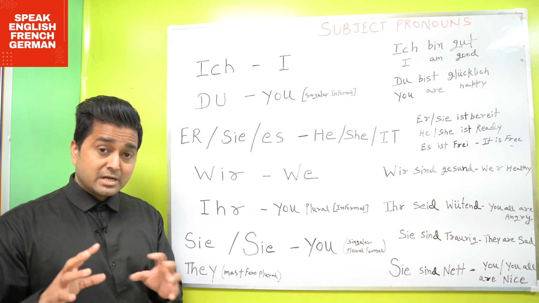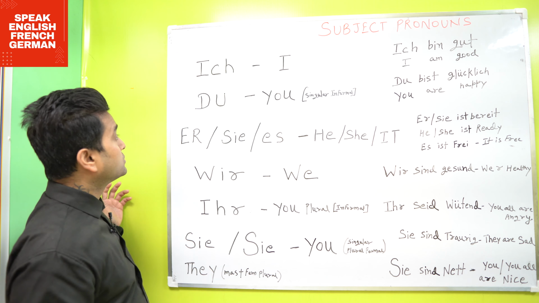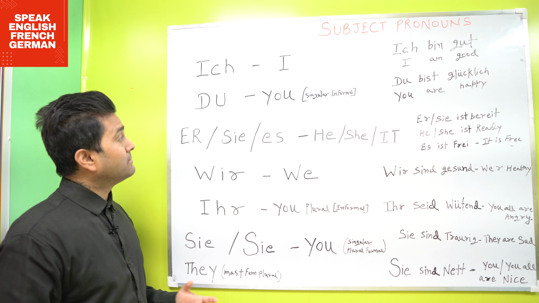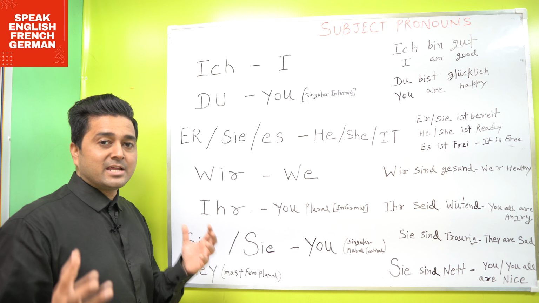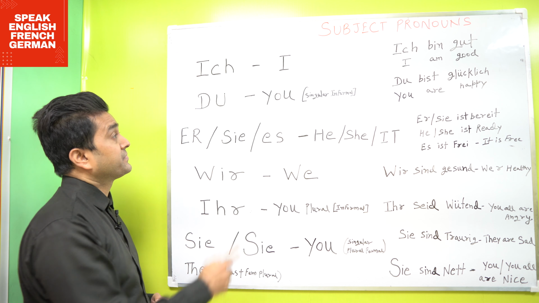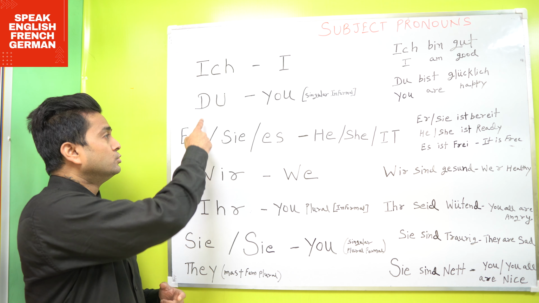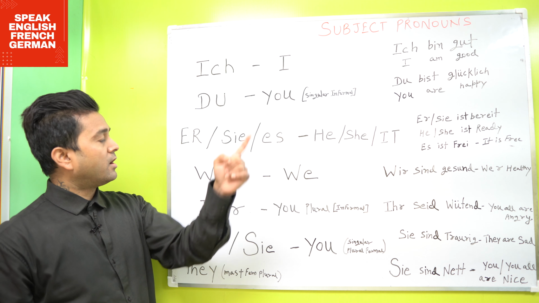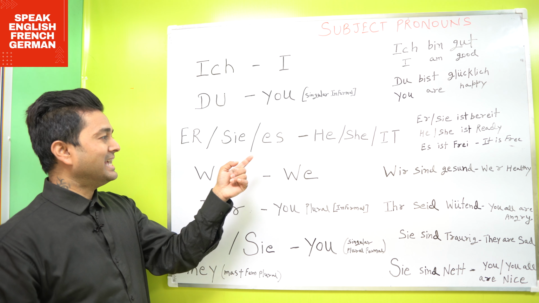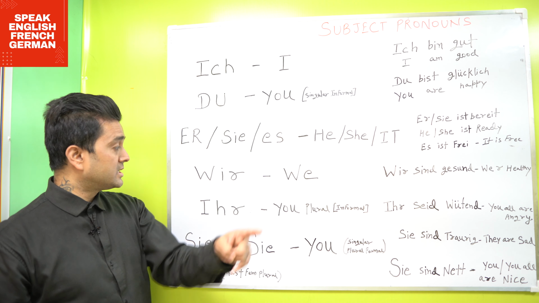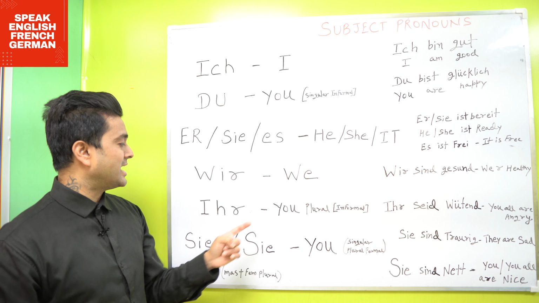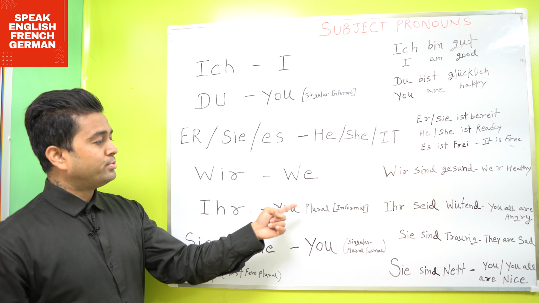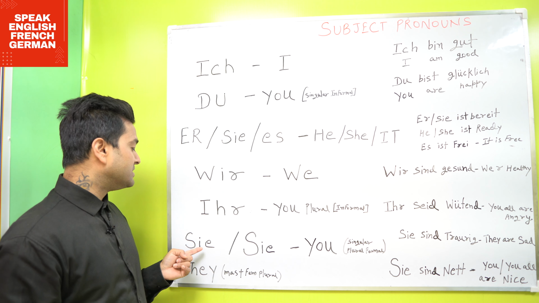I hope you understand all these subject pronouns. So let me repeat one more time so that you can fix it into your mind. So we have ich, that means I. Then we have du, you singular informal. Then we have er, sie, es, he, she, it. Then we have wir, we, and then we have ihr, you plural informal. And then we have sie.